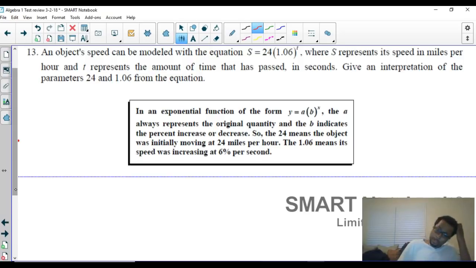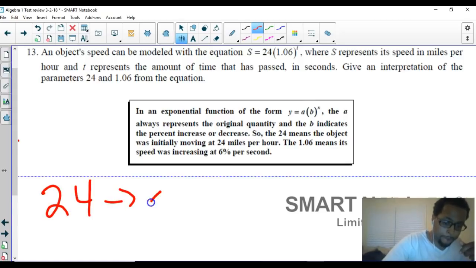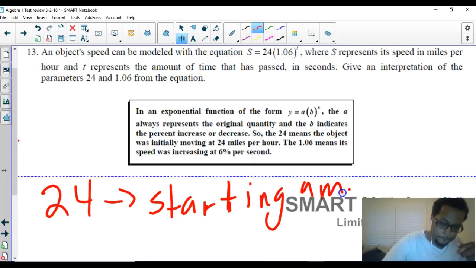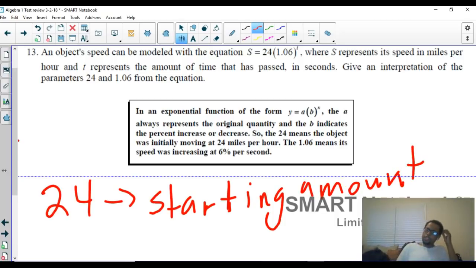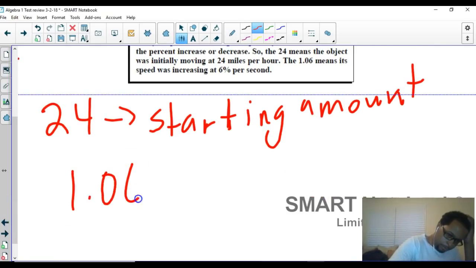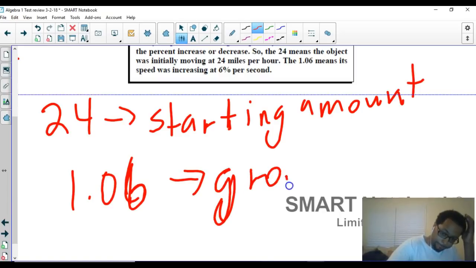The 24 can also be considered our starting amount. Mr. Swenson mentioned yesterday about calling the y-intercept as well. I mean, technically it is the y-intercept because that's where you're starting. You're starting at the y. The 1.06, now, we have different names for this. This is our growth factor because it's growing. Again, we talked about if it's over 1, this is our growth factor.